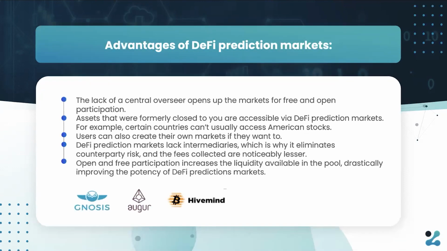So advantages, as I mentioned, with a DeFi-based prediction market, there's a lack of a central overseer. There is no centralized person who is running the platform, and anybody can participate. Now this wisdom of crowd has extended beyond geographies. Now a global market is there which can put a prediction.